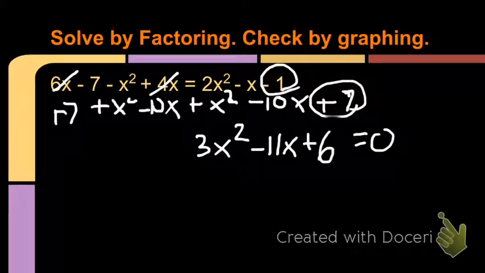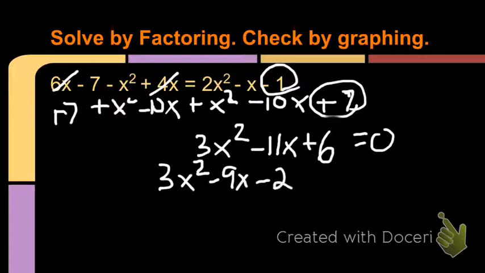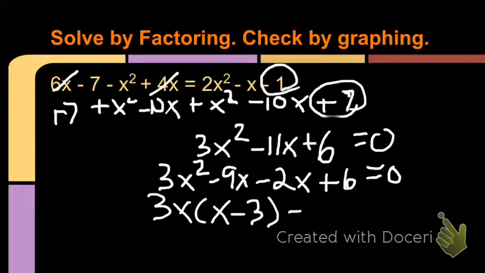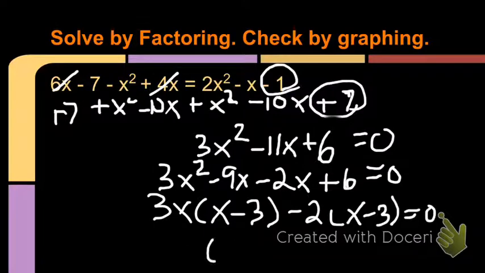So now that it's equal to 0, we can factor that polynomial. Two numbers that multiply to 18 and add to negative 11 would be negative 9 and negative 2. So we could break up that negative 11x as negative 9x and negative 2x, and then plus 6, set equal to 0. Now we can factor by grouping: pull out a 3x, and you get that times x minus 3. Pull out a negative 2, and you get that times x minus 3 again. Factor one more time, and you get 3x minus 2 times x minus 3 is equal to 0.